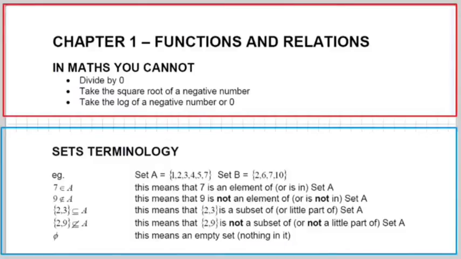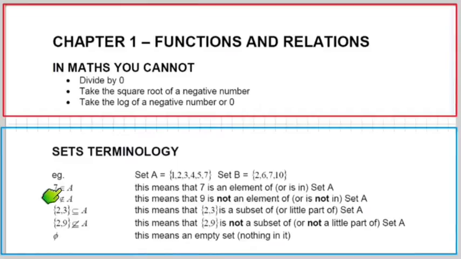Now we're talking about sets, so let's do some set terminology. Set A in this example here is the set of numbers with a curly bracket. We've got the set of numbers 1, 2, 3, 4, 5 and 7. These are all discrete countable numbers, hence the curly brackets. Okay. Set B is the set of numbers 2, 6, 7 and 10.